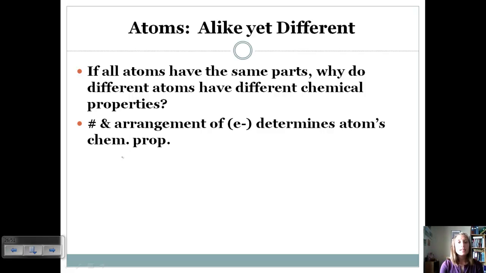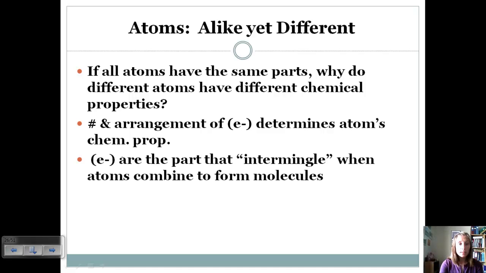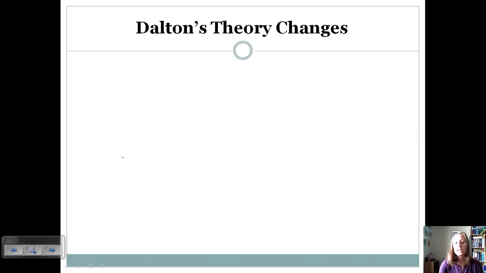Okay, and the answer to that is based on the electrons. The number and the arrangement of electrons will determine an atom's chemical properties, and the main reason for that is because electrons are on the outside of the atom. They're going to be the part that intermingle when atoms combine to form molecules, and so they are going to determine bonding, and we'll talk a lot more about that later.